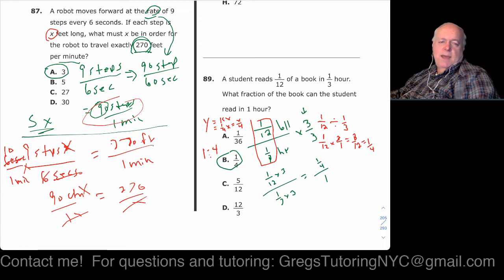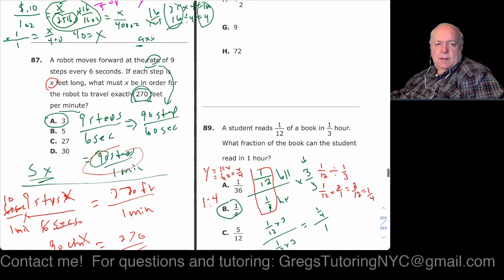So this one wasn't too bad. You can use rate, you can use the proportion. You can really just even use logic to get through it. It wasn't too bad. Okay, so that's 87. 88.